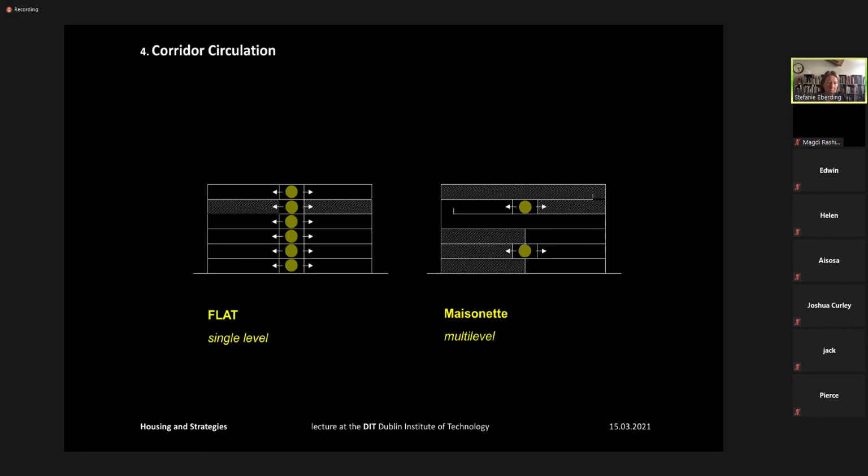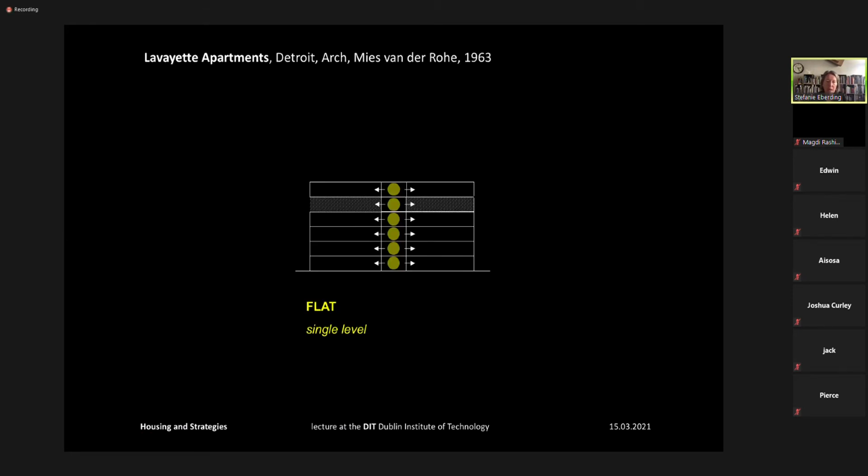That's one aspect. The other aspect: we also have terms in Germany for single level apartments, we call it flat, and multi-level apartments, we call it maisonette. With the multi-level apartments, you can also save circulation space. I show you that in the following examples. We start with the single level apartments.